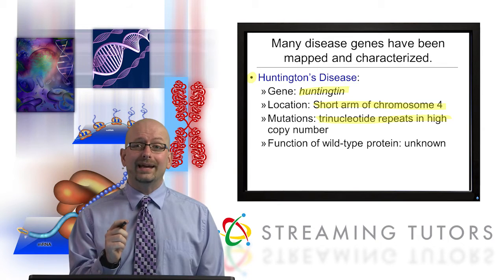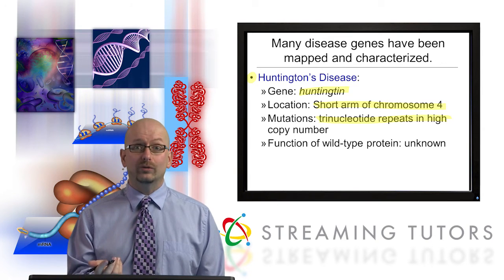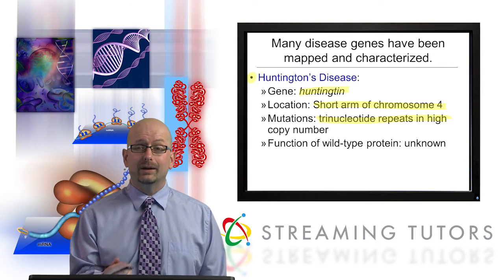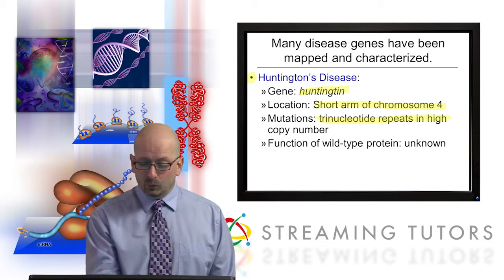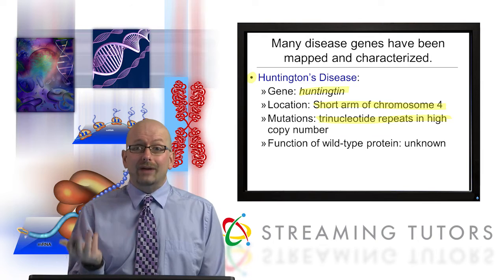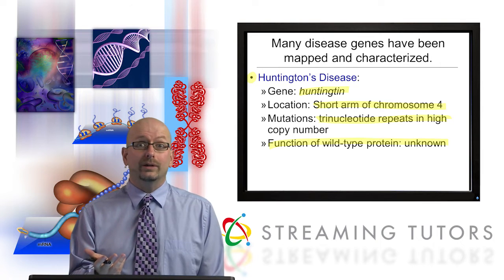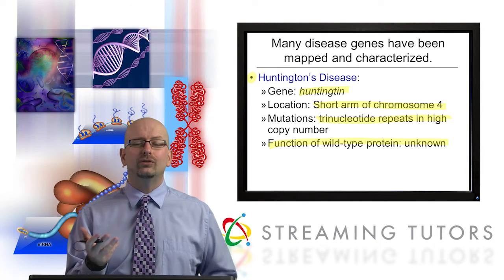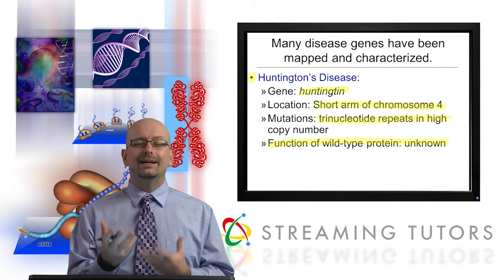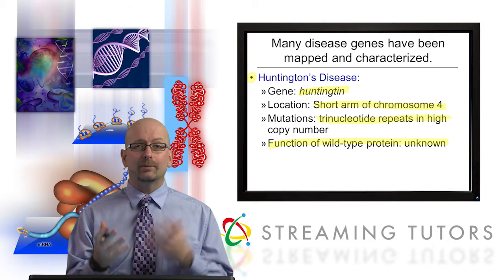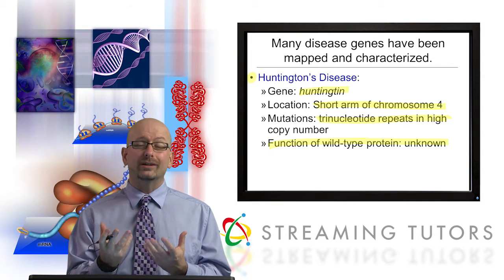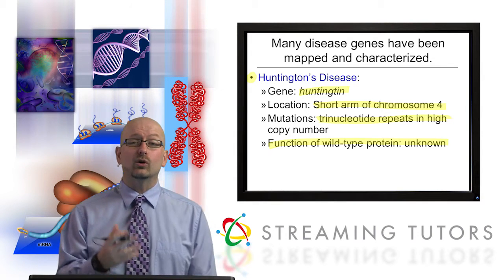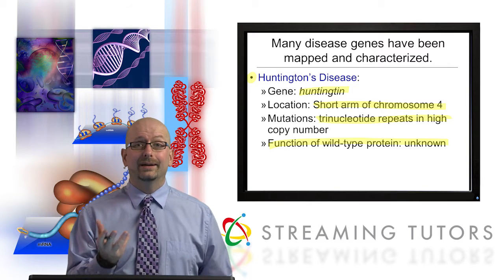Now this is one of the cases where even though we know the sequence of the wild type protein, I should say the gene, and therefore can predict the wild type protein, we really don't know exactly what the Huntington protein does. I mean, Huntington's disease, it's related in a certain sense to Alzheimer's and other dementia type diseases. It results in a degeneration of the nervous system. So we don't fully understand that.